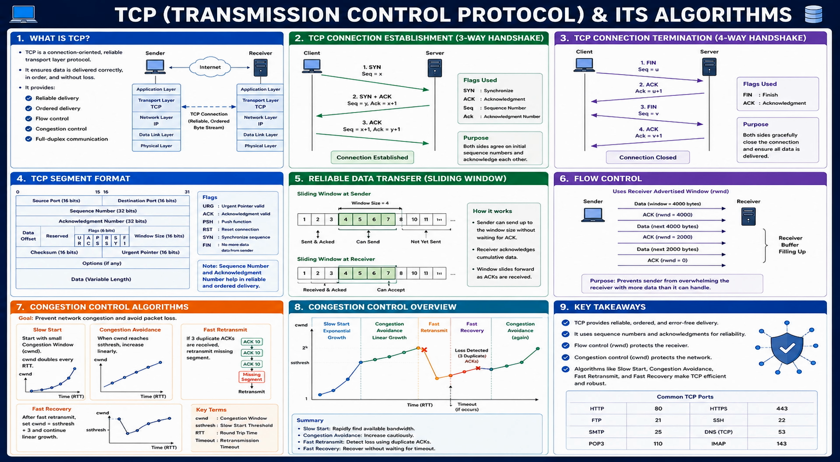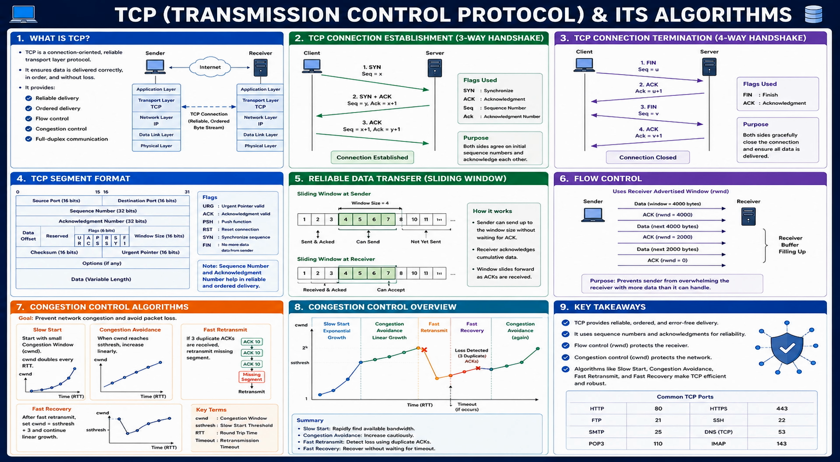Fast retransmit algorithm ensures that if multiple duplicate ACKs are received, TCP retransmits lost packets immediately without waiting for timeout. Fast recovery algorithm ensures that after packet loss, TCP reduces transmission rate gracefully instead of restarting completely. These algorithms allow TCP to dynamically adapt to network conditions.